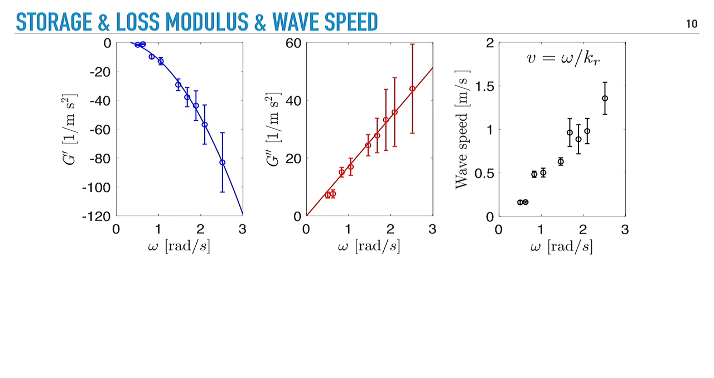Here I'm showing you for different frequencies, the loss modulus and the storage modulus. And interestingly, the storage modulus is negative, which is not unphysical, but uncommon. The loss modulus is linearly increasing, and also the wave speed, which is simply the frequency over k_R, is linearly increasing. So what this suggests, the wave speed, is that the speed of information transferred in the swarm is of the order of 1 meter per second, and that's also roughly the average velocity of a midge in the swarm. So that sort of makes sense.